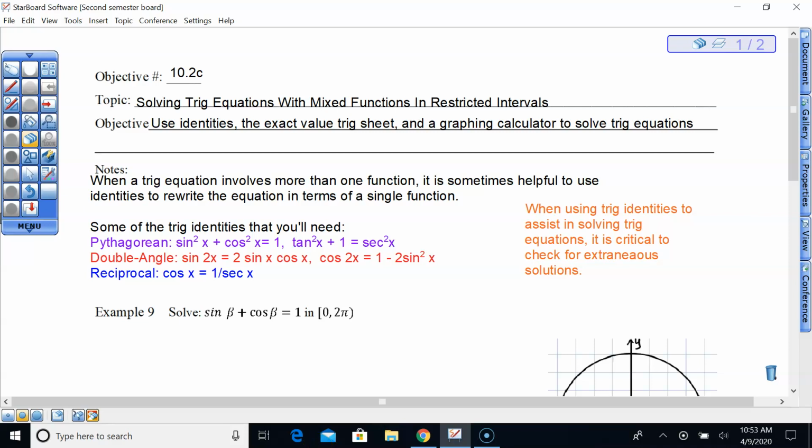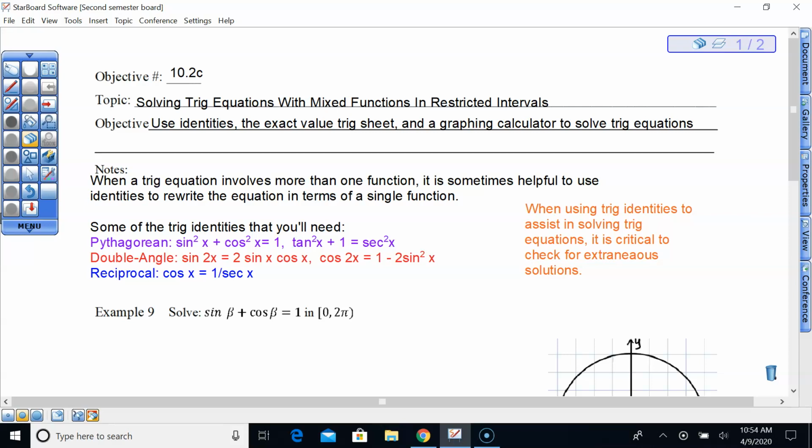Okay, so here's the last lesson of the week. This is objective 10.2c. We're going to be solving some more trig equations, but today's equations will have mixed functions and will be in restricted intervals. So at least there's that. We don't have to find all the solutions, just a handful of solutions.